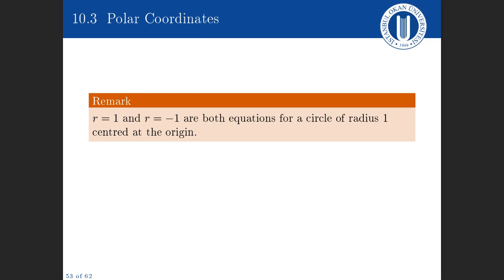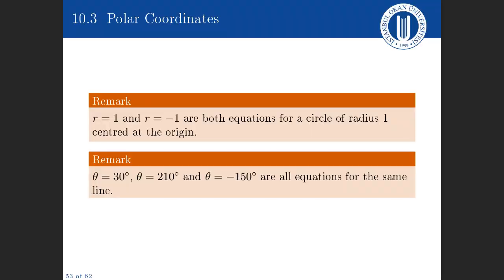So now let me just remark, r equal to 1 and r equal to -1 are the same circle. They're both equations for the circle of radius 1 centered at the origin. Theta equal to 30 degrees, theta equal to 210 degrees, theta equal to -150 degrees are all equations for the same line.